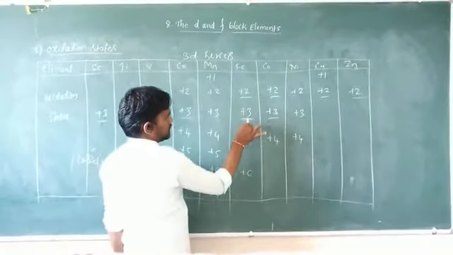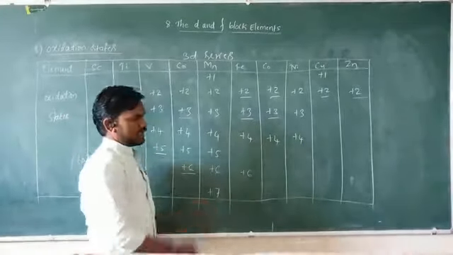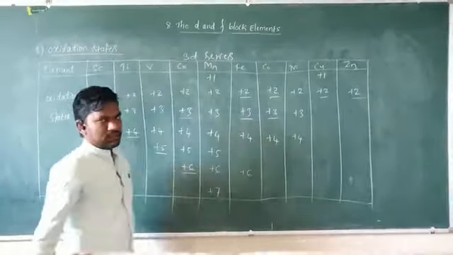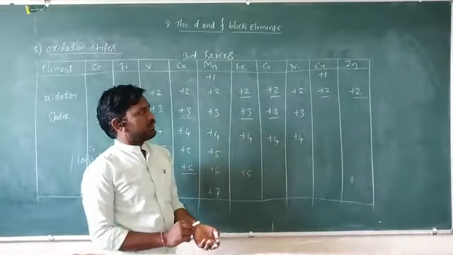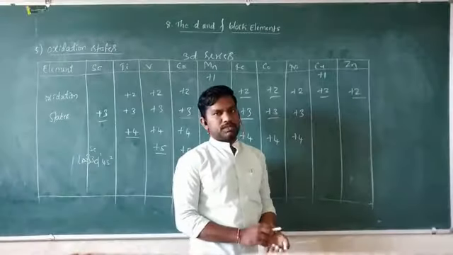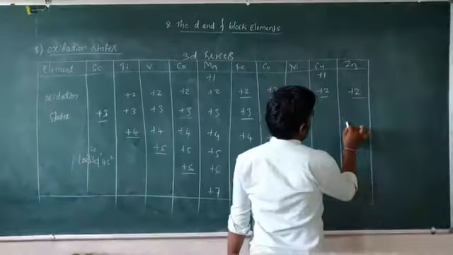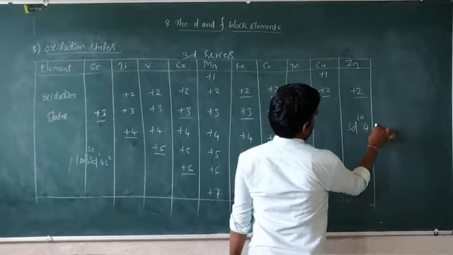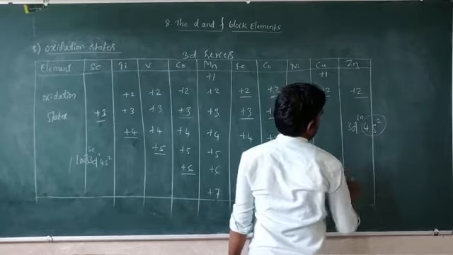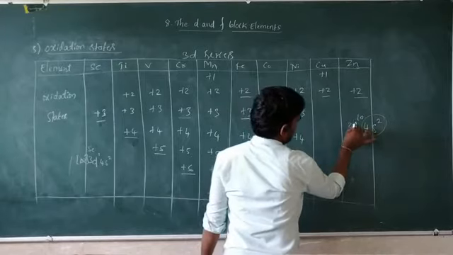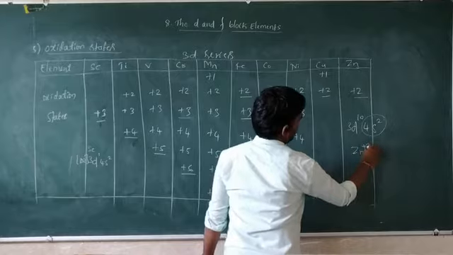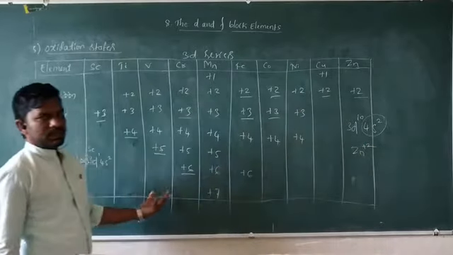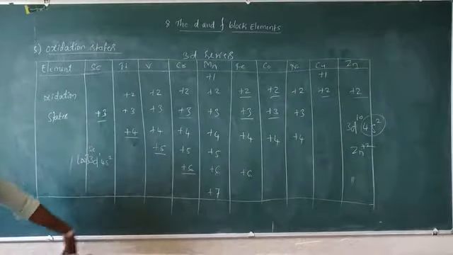Iron shows +2, +3, +4, +5 and +6. Cobalt +2, +3, +4. Nickel +2, +3, +4. Copper +1 and +2. And zinc only +2. Zinc has 3d10 and 4s2. These 2 electrons are lost to form 3d10, the +2 oxidation state indicated for zinc. Like that, these are the oxidation states of the 3d series.